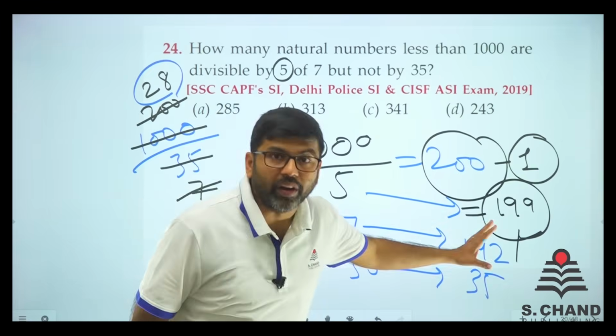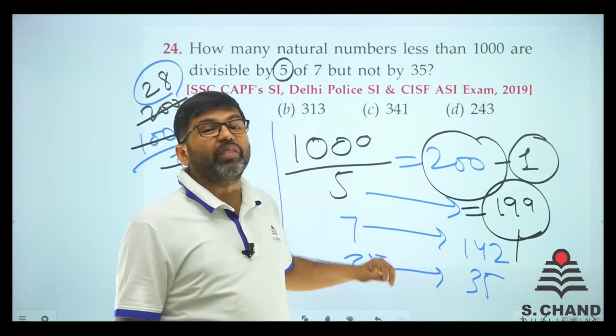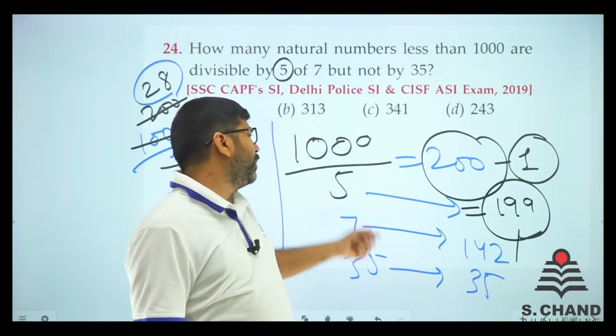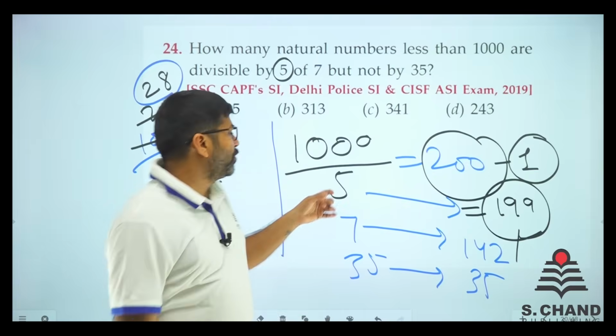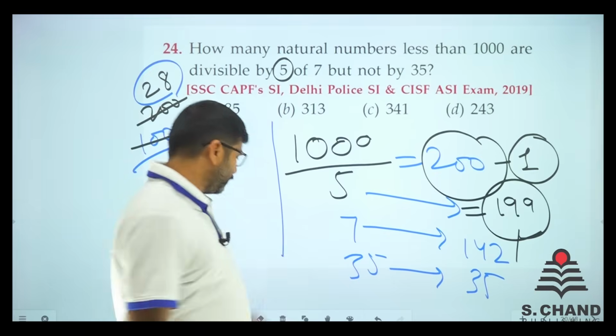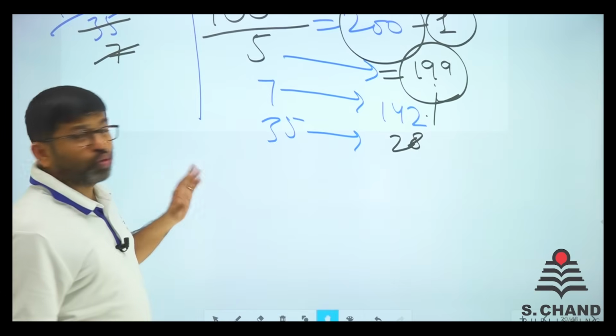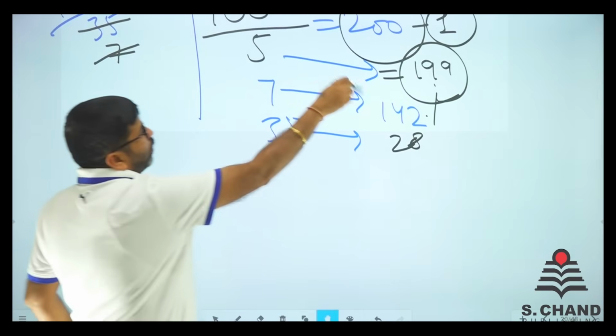Out of these, whichever number is divisible by 35 will surely be divisible by 5 and 7 both. So what we'll do now is just one thing: we need to calculate this.